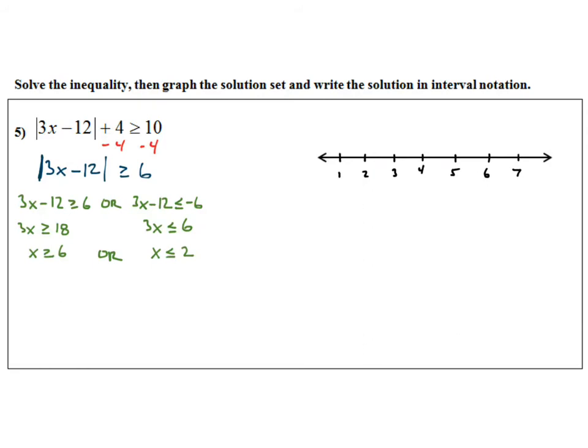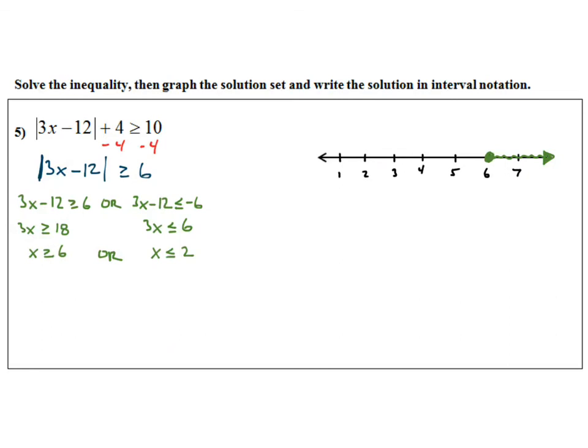Now remember, OR inequalities, when we think about this, it's like your parents saying you could do this or do that, and either one will get you to where you need to be. So that means I take all the solutions from both pieces. So x is greater than or equal to 6. Because it's greater than or equal to, it's going to be a closed dot, and greater than goes in this direction up my number line, filling in the arrow at the end.